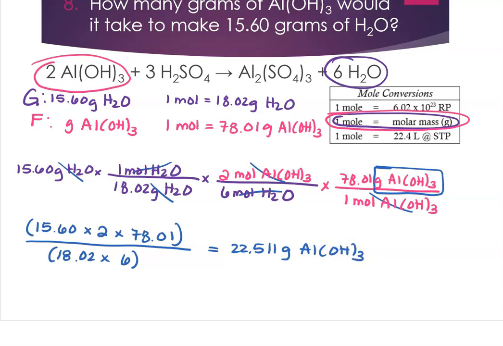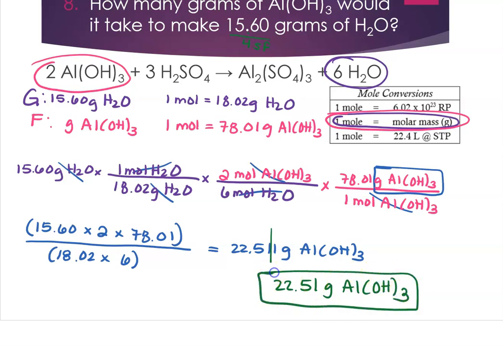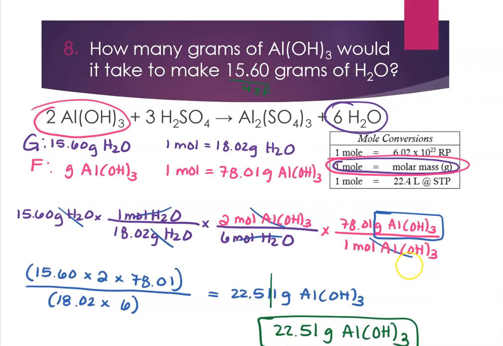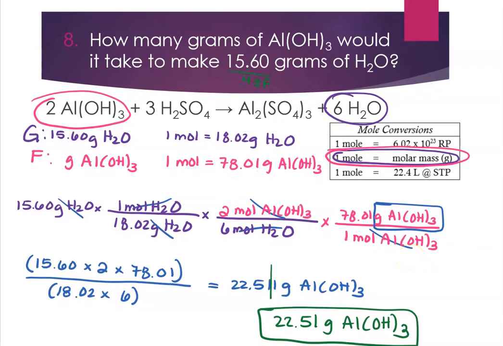Al(OH)3. Check my significant figures. All right, so here I have 1, 2, 3, and then because the 0 is at the end and there's a decimal place, this is 4 sig figs. So 1, 2, 3, 4 would be 22.51 grams of Al(OH)3. Hooray and huzzah. All right, so that is stoichiometric conversions.